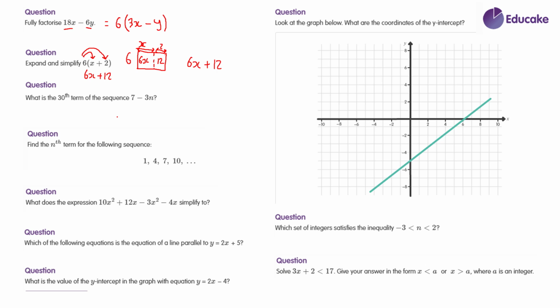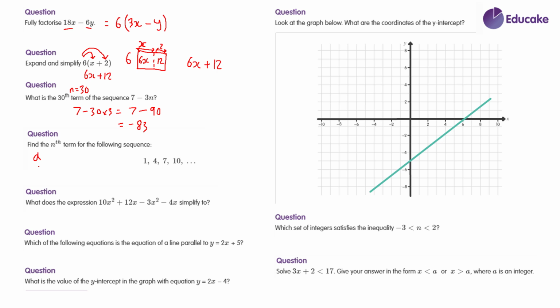Quite straightforward. And the 30th term of a sequence. So the 30th term would be when n equals 30. So all you need to do is substitute n as 30. So you do 7 minus 30 times 3. That's going to equal 7 minus 90. So that answer equals minus 83.